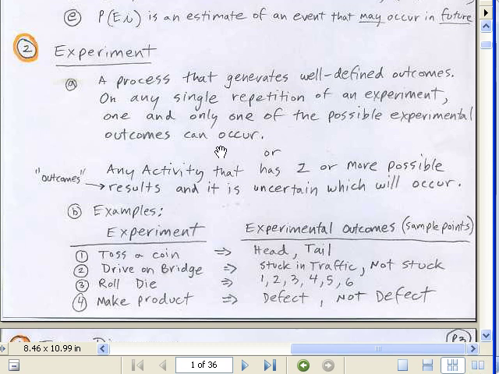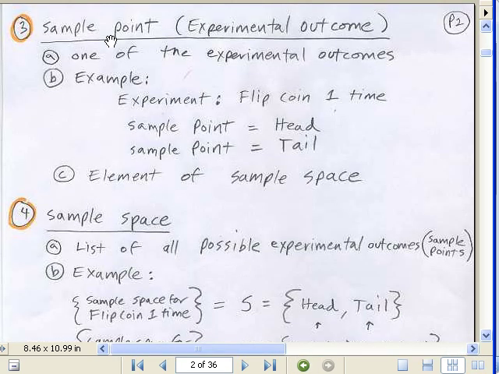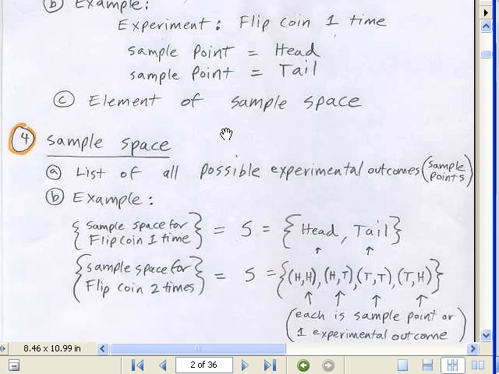So, probability and experimental outcomes. Sample point is a synonym for experimental outcome, and the textbook uses them somewhat interchangeably. One of the experimental outcomes, for example, flip one coin. A sample point is the head or it's the tail. A sample point is also an element of the sample space. But what's a sample space? Sample space is just a list of all the possible experimental outcomes or all the sample points.